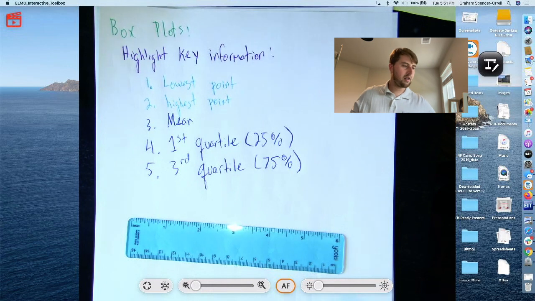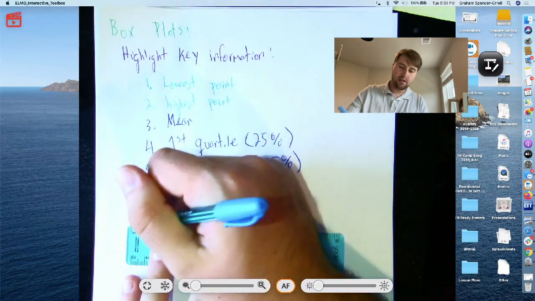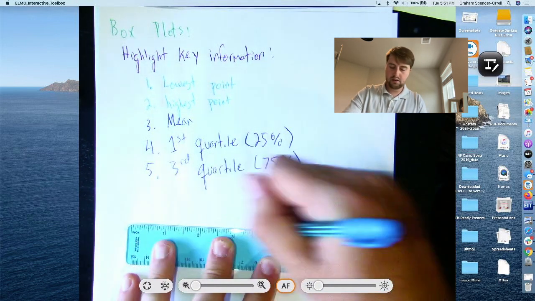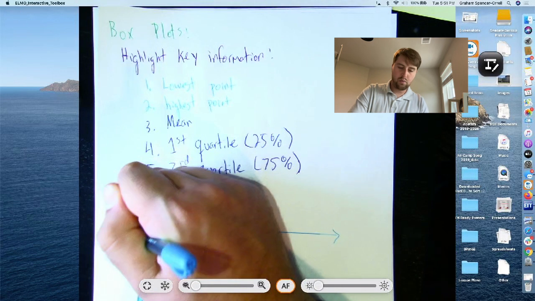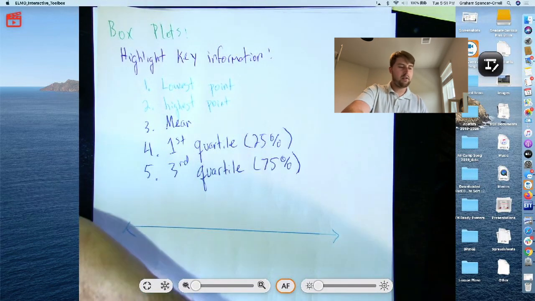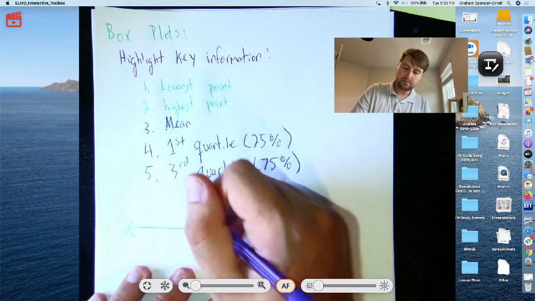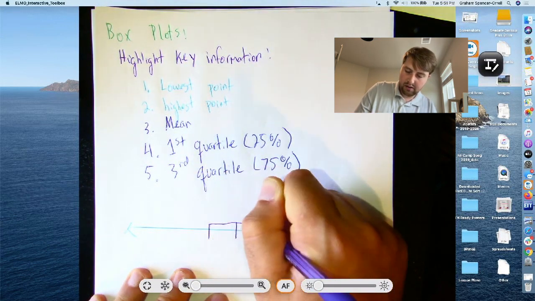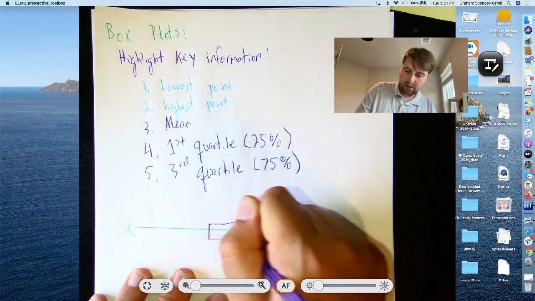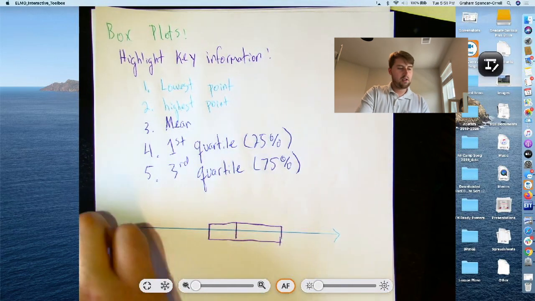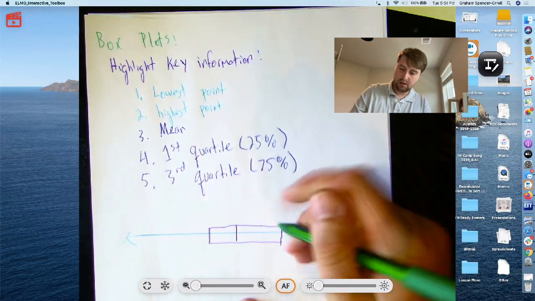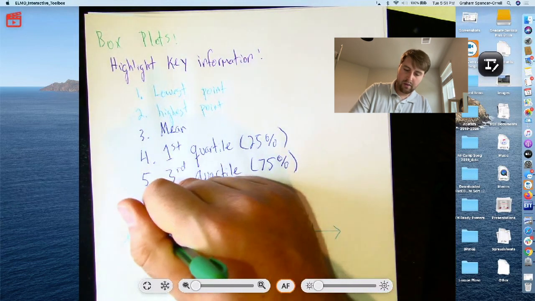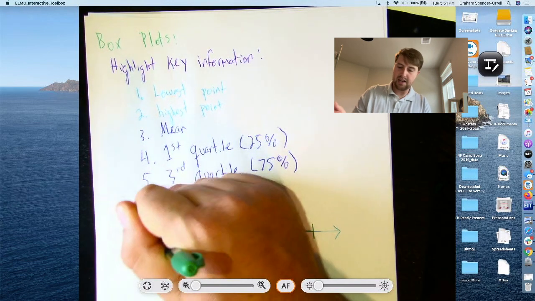I'm gonna keep our colors consistent with the last one. You have your line. Your line goes all the way. And then you're going to have your median, your first to third interquartile ranges, and then you have what's called your whisker, and they go all the way from the low number to the high number.